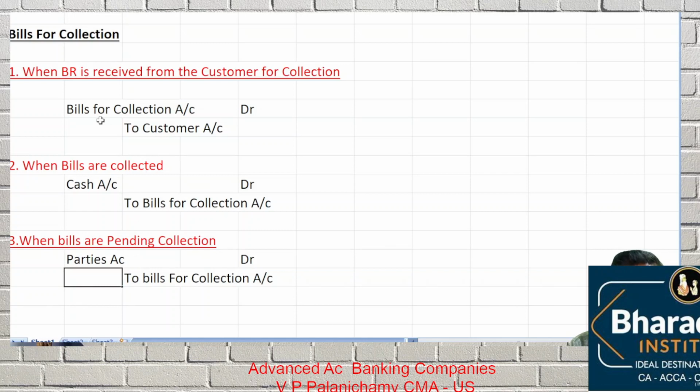Suppose the bill is dishonored, just imagine what will happen. Yes, we'll cancel the first entry. When a bill receivable is dishonored, we'll cancel the first entry: customer's account debit to bills for collection. Take that entry also.